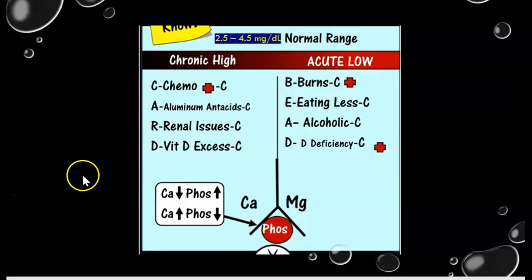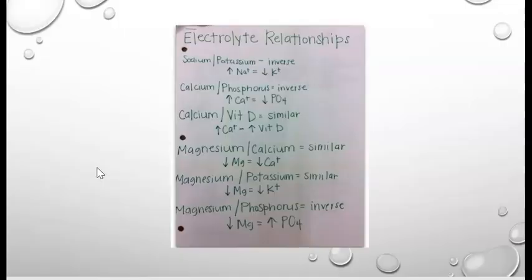And again, a nice little chart for you. And these are on a separate PowerPoint again. And this just shows the different relationships between the electrolytes.